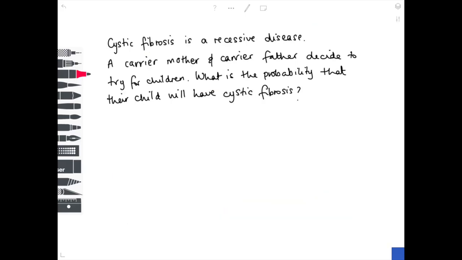Cystic fibrosis is a recessive disease. A carrier mother and a carrier father decide to try for children. What is the probability that their child will have cystic fibrosis? So it's recessive, which means to have the disease you need this genotype, small c, small c. It doesn't matter what letter you use to assign, by the way, but I'm using C here because of cystic fibrosis. A carrier mother and a carrier father, that automatically tells me that this is their genotype, and you must learn that they're effectively heterozygous if they are carriers.